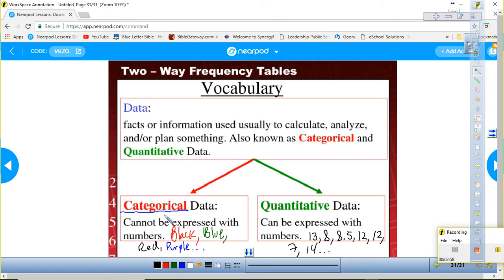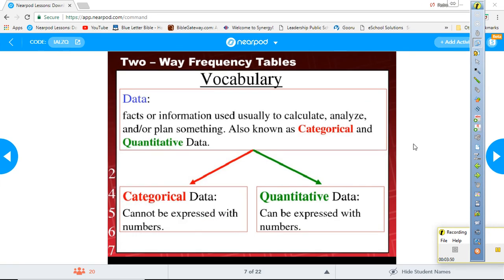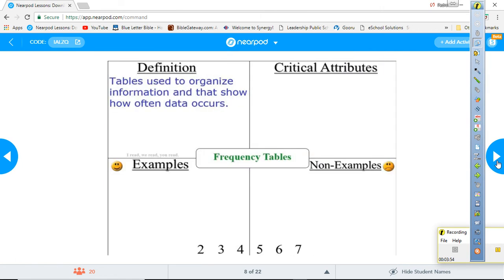So that is categorical. How about if I was to say, when you go to Johnny's, what size do you order your tea? Oh, I order the 16 ounce or the 12 ounce or the 24 ounce. Are those numbers? Yeah, so what kind of data is that? Quantitative. Everybody with me? So that's what we're going to be looking at today. However, our concept for today is what? Frequency tables. What are frequency tables? Let's find out. Frequency tables are tables used to organize information and that show how often data occurs.